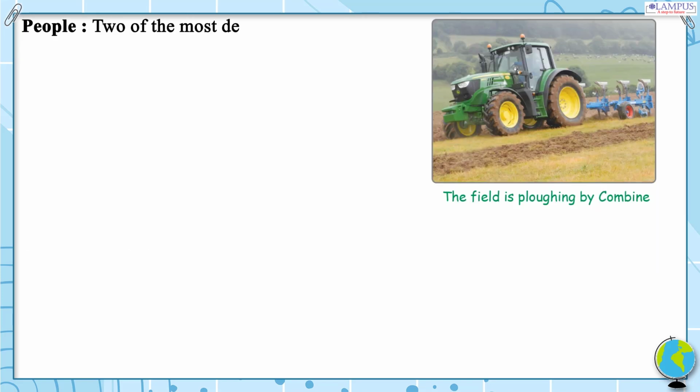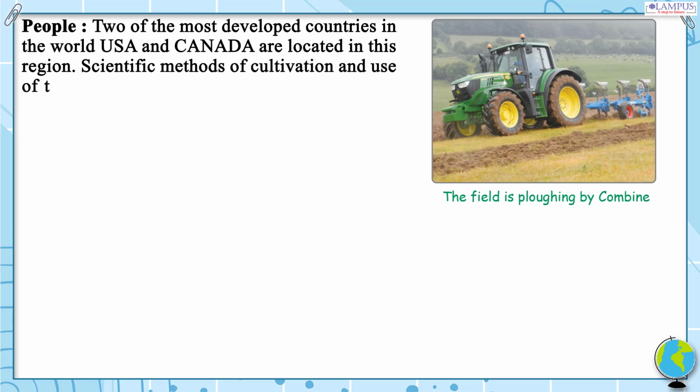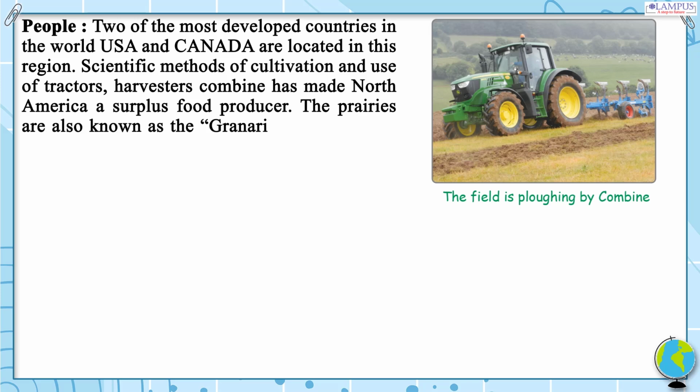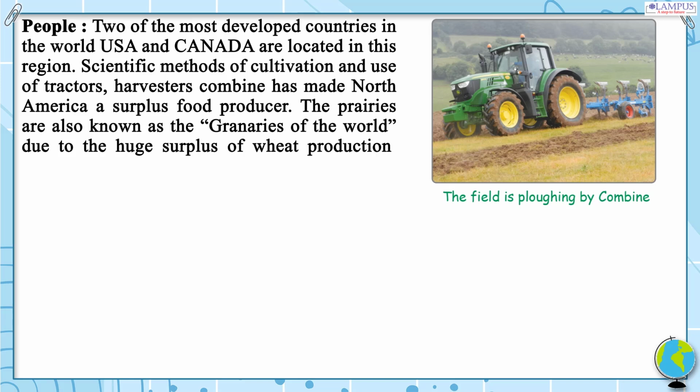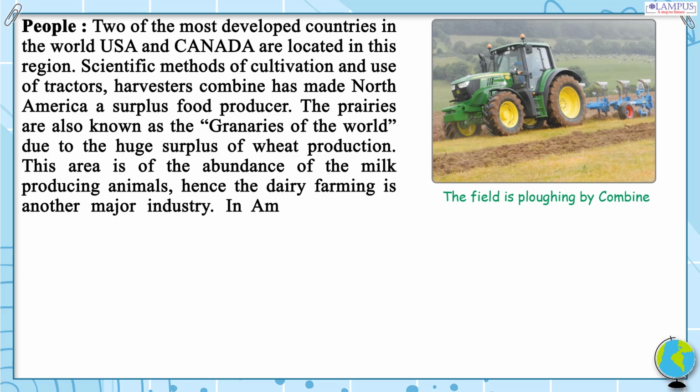People. Two of the most developed countries in the world, USA and Canada, are located in this region. Scientific methods of cultivation and the use of tractors and combined harvesters have made North America a surplus food producer. The prairies are also known as the granaries of the world, due to the huge surplus of wheat production. This area has an abundance of milk-producing animals, hence dairy farming is another major industry.